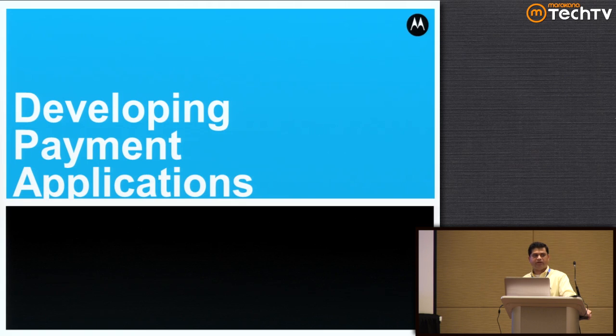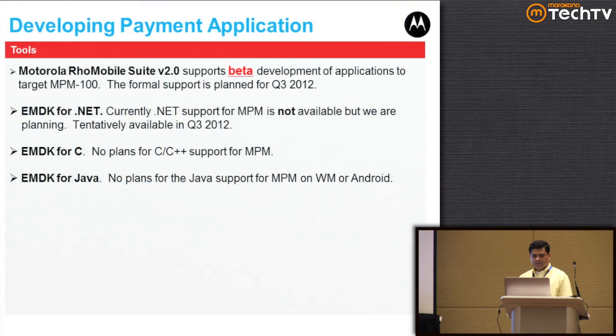Now we are getting into developing the application. We talked about RhoMobile Suite version 2.0, right? That came out. That has the capability to talk to NPM. I'm explicitly saying talk to NPM, not do payment here, okay? It's beta. It's not completely supported. It's not formally supported. It's going to be supported by Q3, end of Q3 this year. But you can use it. We have tested it, and some of our partners are using it.